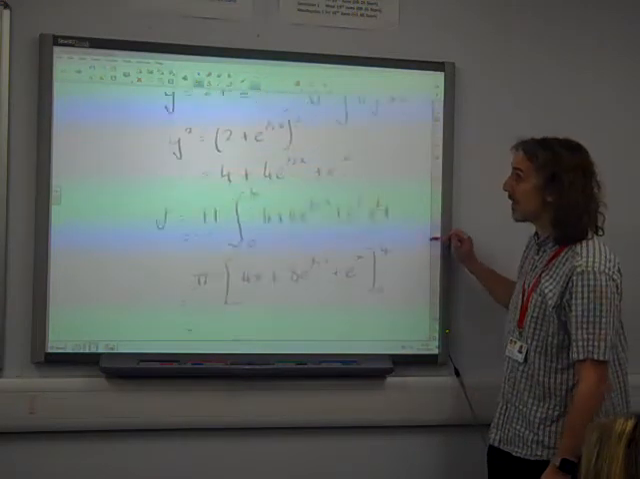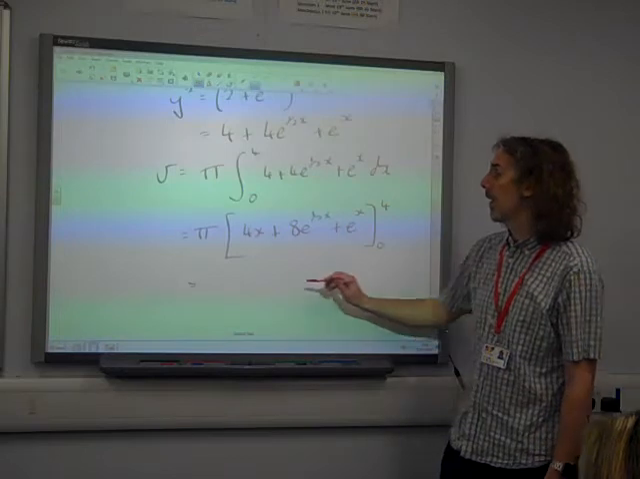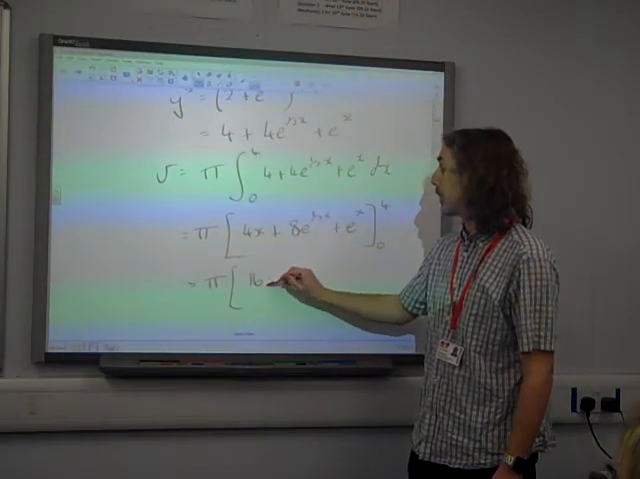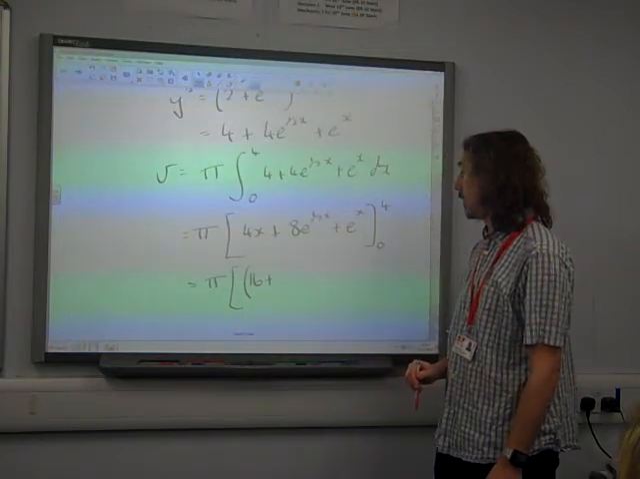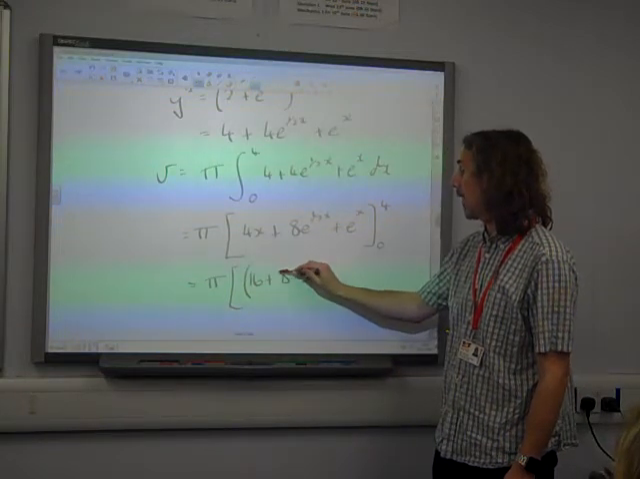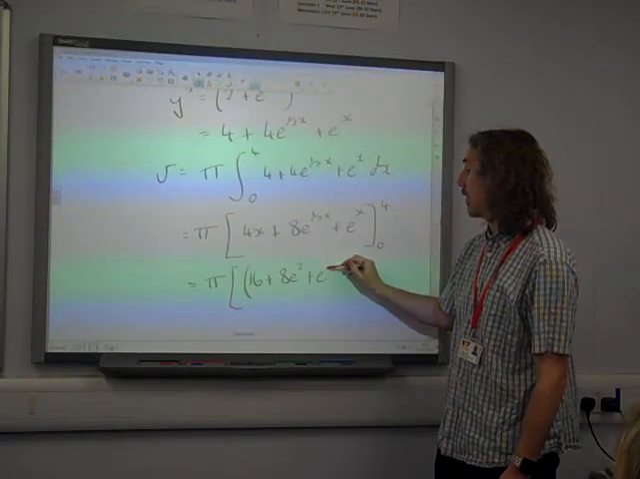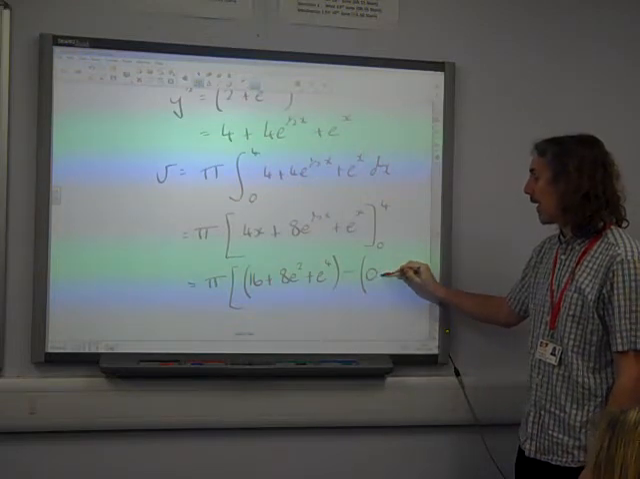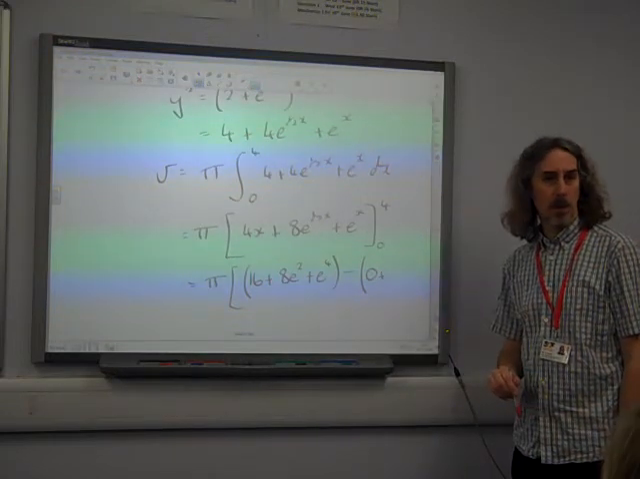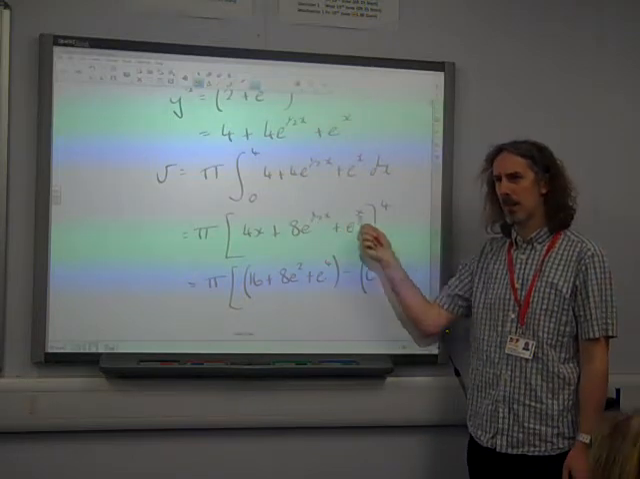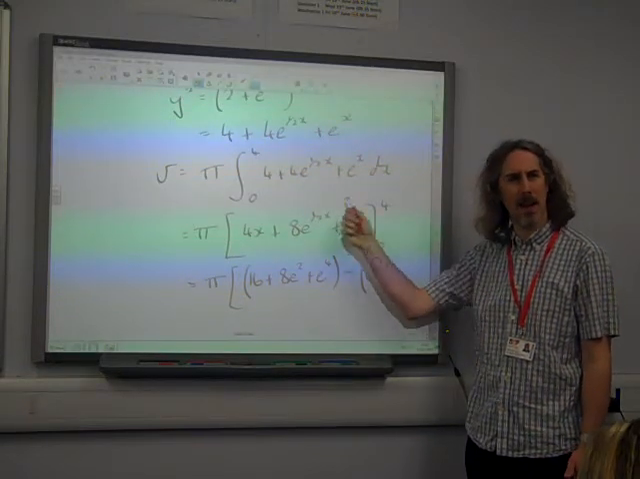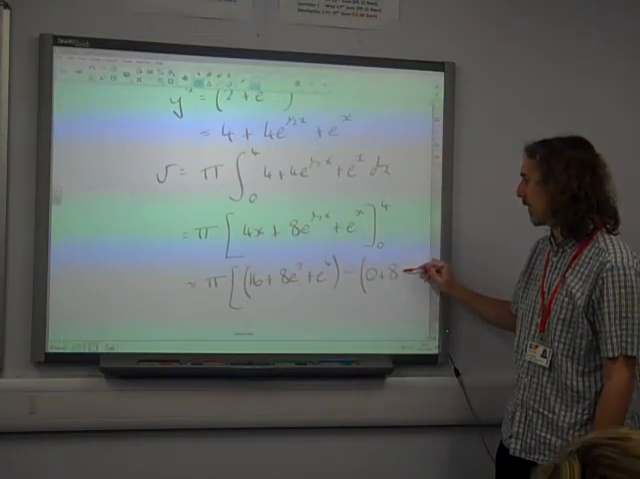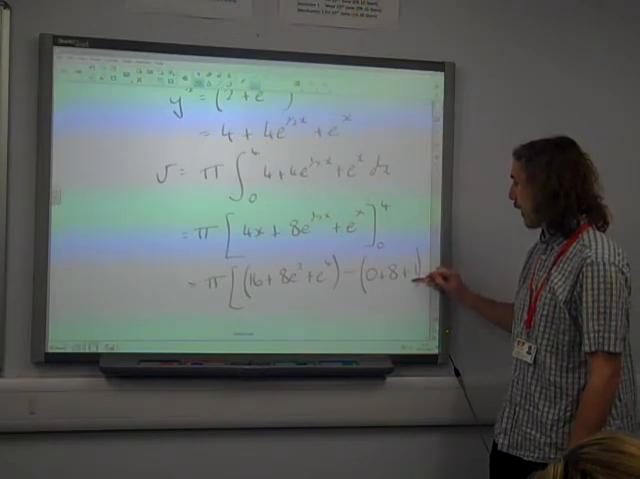Sub in the values. Now the question did say find the exact volume. So we need to be careful that we don't go for any calculator answers with this. So this is 16 plus 8e squared plus e to the 4. And if we put 0 in there, we would get 0. And again, a few people missed what, just kind of automatically assume that you put 0 and you get 0. But you wouldn't, would you? You get e to the 0, which is 1, so that gives 8. And e to the 0 is 1 there as well.